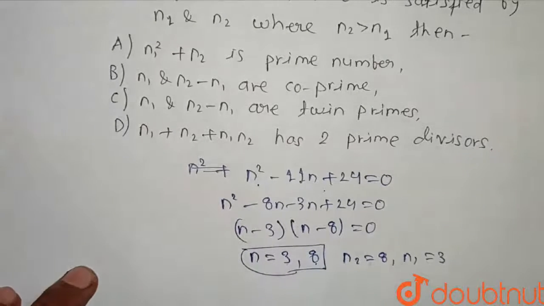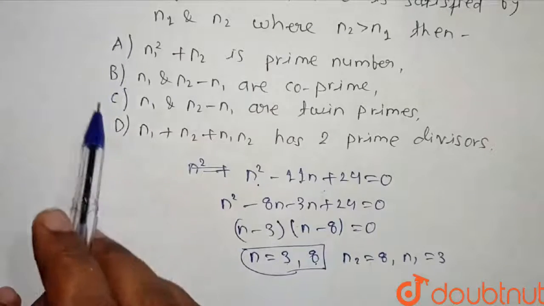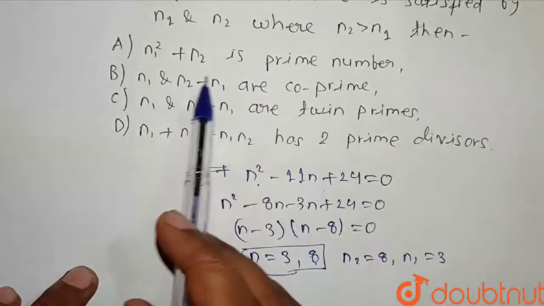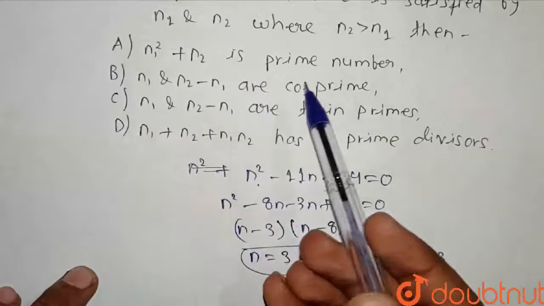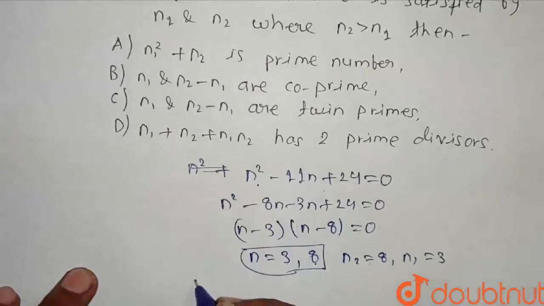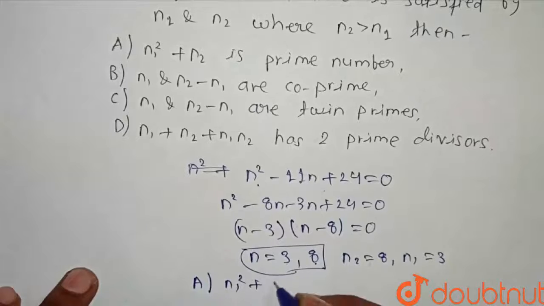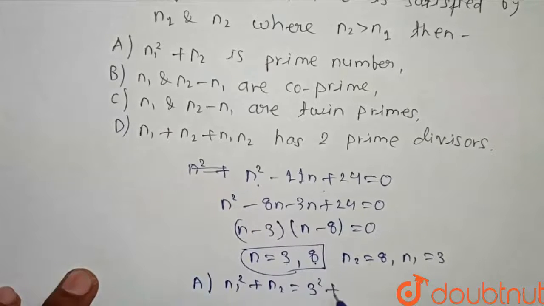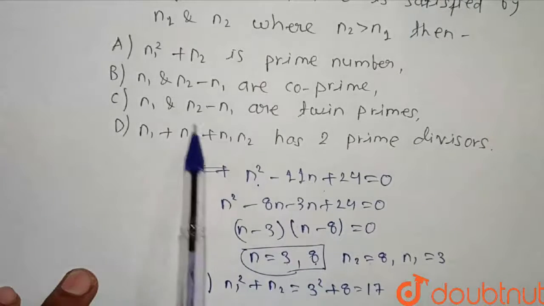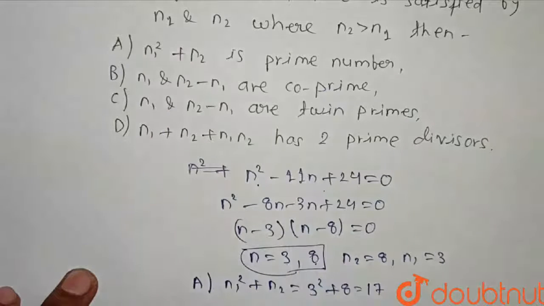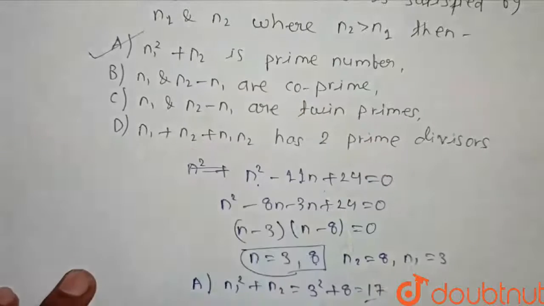In the question these four options are given where different values are asked and their relation asked. So first we proceed to our first option, which is given n1 square plus n2. If we calculate this, 3 square plus 8, 3 3s are 9 plus 8 is 17. In the question it is asked whether the value of n1 square plus n2 is a prime number, and we know 17 is a prime number. So our option A is correct option.